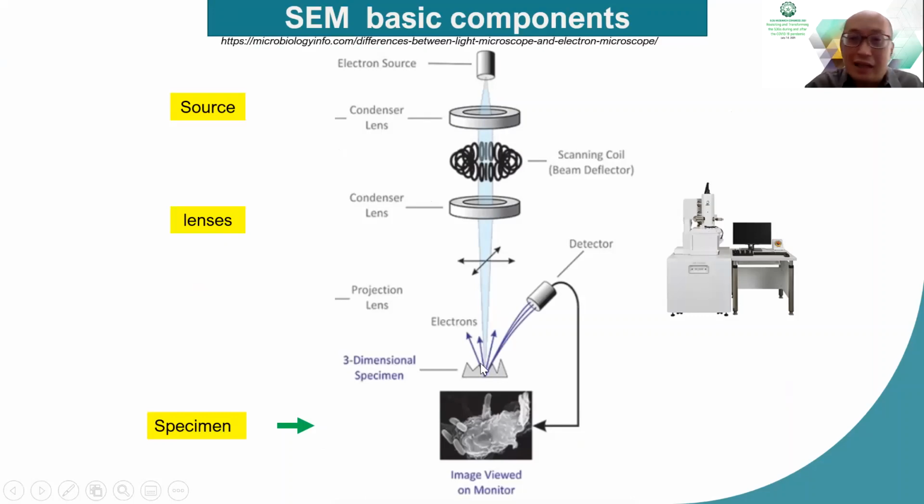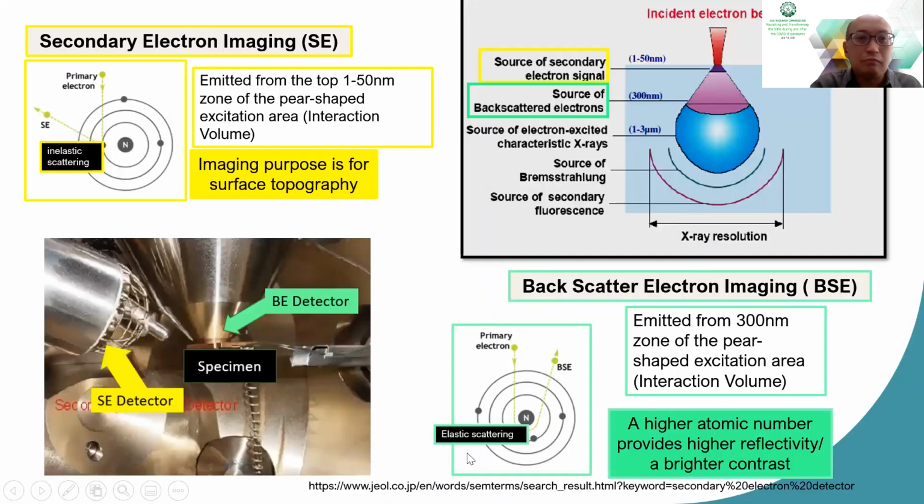So the scattered electrons from the surface produce the signal. There are two types of signals, which I mentioned before in the electron-matter interaction. First is secondary electron imaging, or SEI. This is due to the inelastic scattering of a primary electron. This is emitted on the top of the interaction volume, the surface. It's about 1 to 15 nanometers depth. And this is mostly used for imaging surface topography.